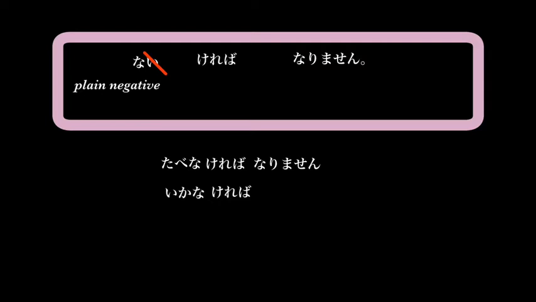Tabenakereba narimasen. Same with go, we change to ikanakereba, if you don't go, narimasen, it won't become. Ikanakereba narimasen. If you don't go, it won't become. So this is how we make the "must" expression in Japanese, using the kereba and then adding narimasen to the plain negative after removing the i. Nai, remove the i, na, add kereba, nakereba, and narimasen. The best way to practice this is repetition.